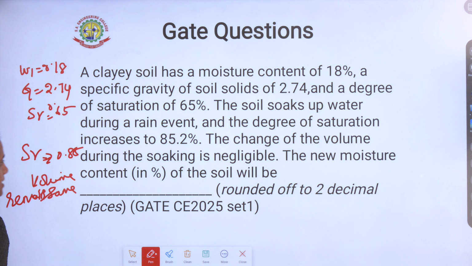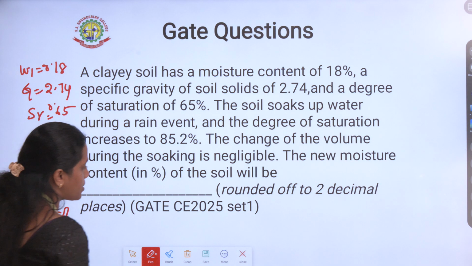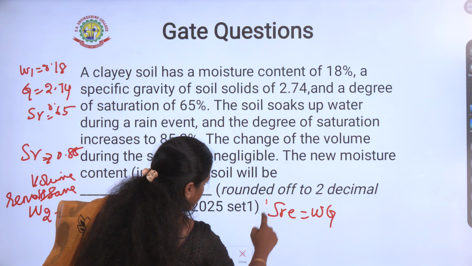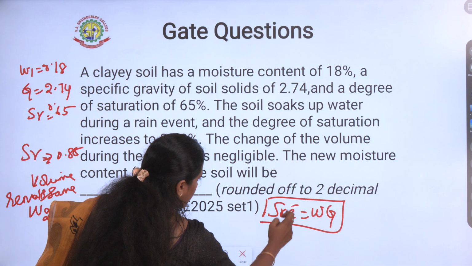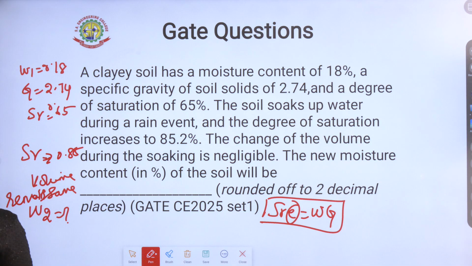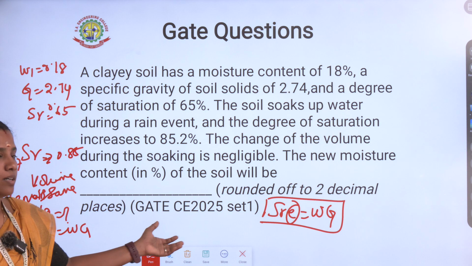Here they are asking what is the new moisture content, W2. We will use the equation SR times E is equal to WG, and from this equation we identify E. After finding the E value, we substitute it into the same equation SRE equals WG, where the SR value will be 0.85. That's it. From this you can solve the answer.